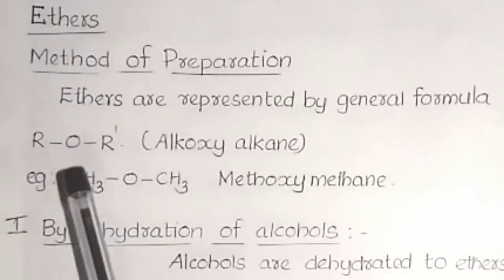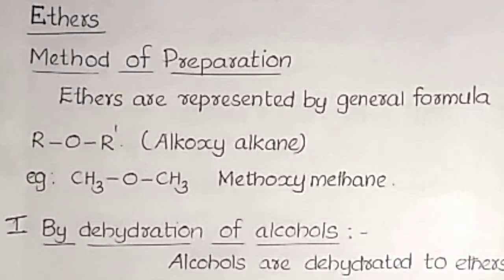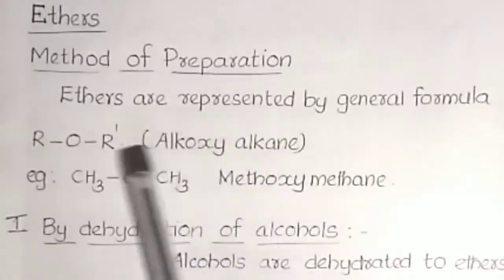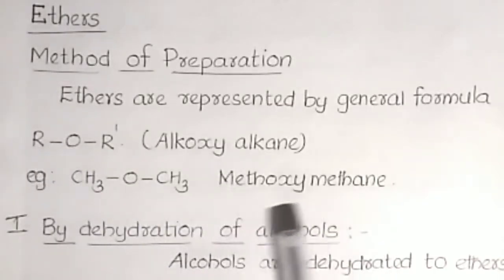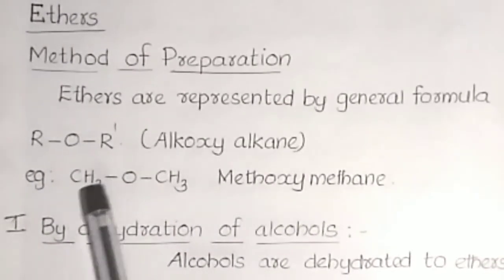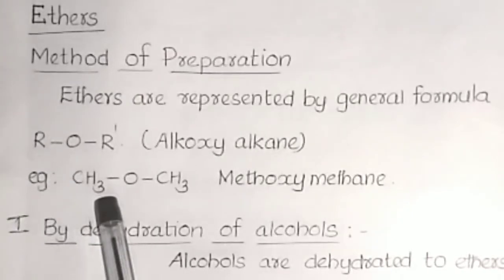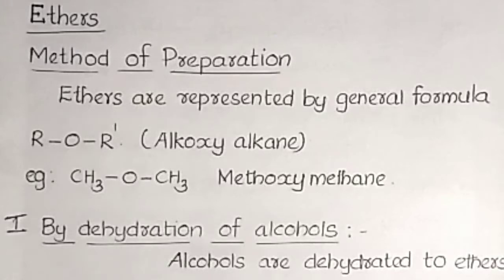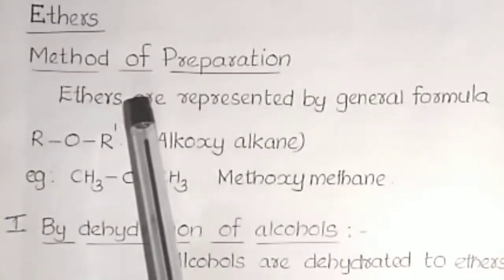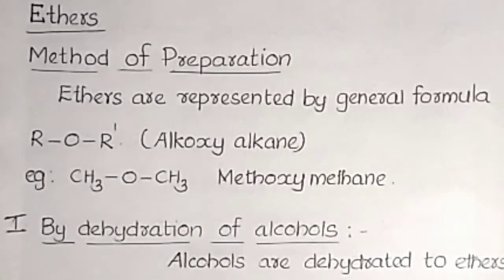That means the general name of these ethers is alkoxy alkane: one alkyl group with oxygen, the other is an alkane. So that is methoxy, and the one carbon atom alkane is methane. Alkoxy alkane is the general formula of ethers. First we discuss the methods of preparation of these ethers.